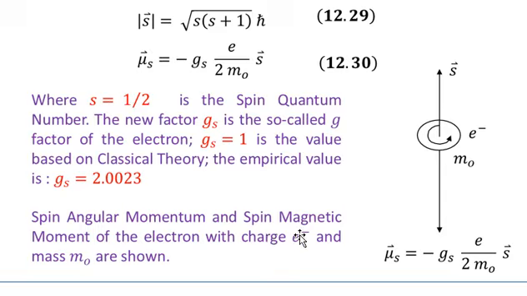Spin angular momentum and the spin magnetic moment of the electron, with charge minus e and mass m naught, are shown. So you see that the electron also spins about its own axis, giving you the concept of spin angular momentum S and the spin magnetic moment represented by mu S.